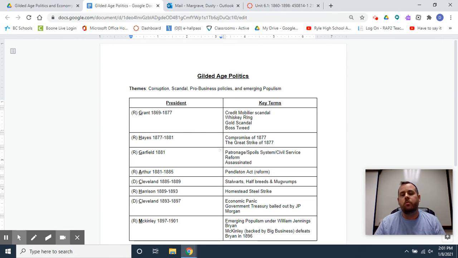And in 1889, we get another Republican, Benjamin Harrison. Benjamin Harrison is very Republican. He's pro-business. He's high tariffs. One of the famous things during his presidency, when there's another massive strike, this time at Carnegie's plant, the Homestead Steel Strike, Harrison sends in the troops and crushes that labor movement. And so Harrison is a very pro-business Republican.